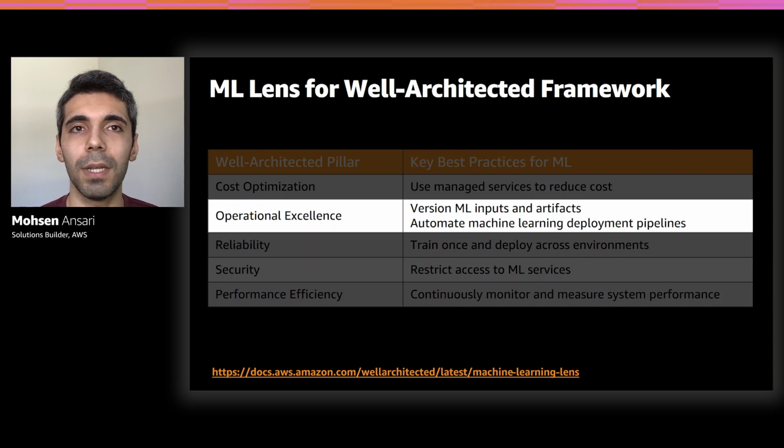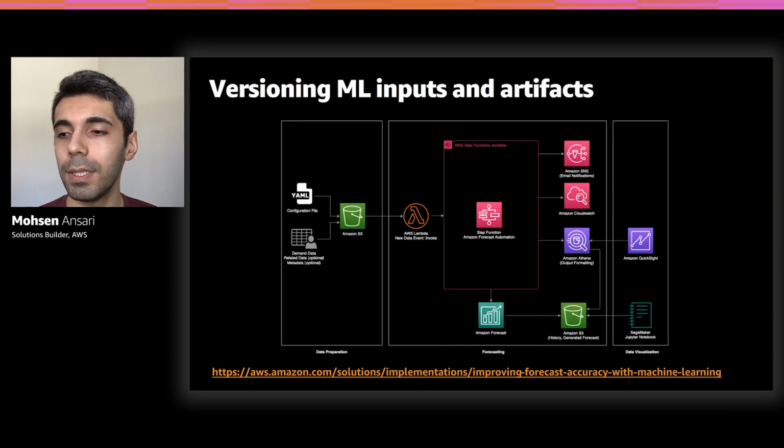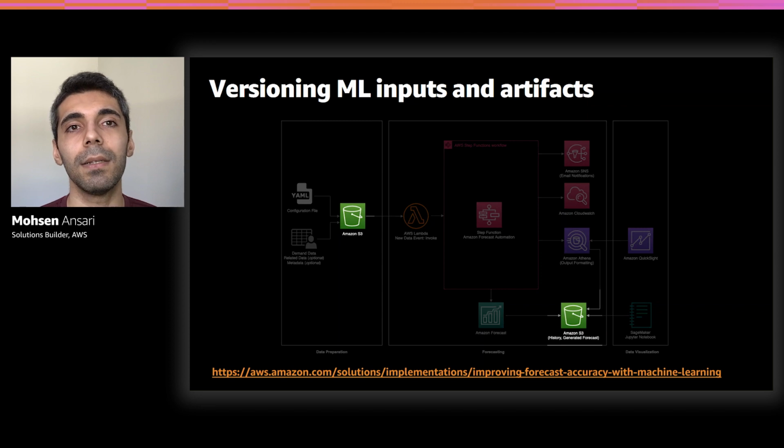And in some cases, it might not even be possible to do that. So it is a best practice to version your machine learning inputs and artifacts. And how did we do that? How did we apply this best practice into this architecture? Here you can see these highlighted S3 buckets.